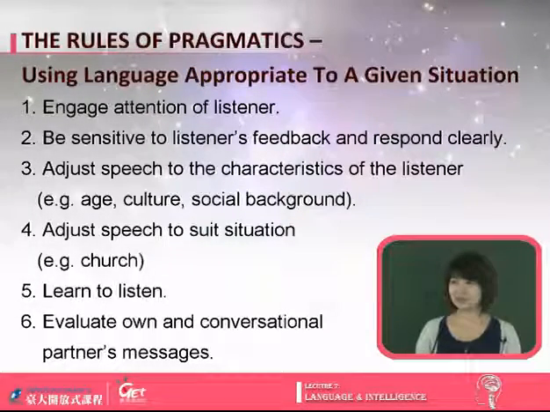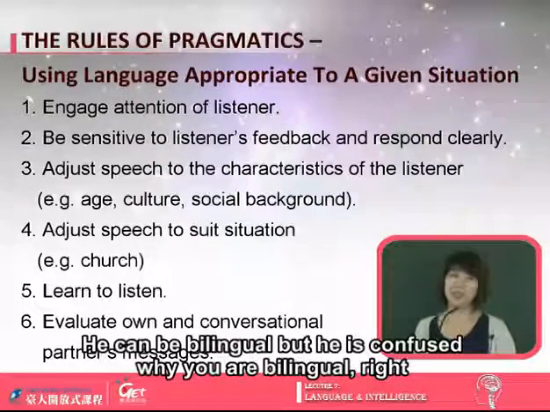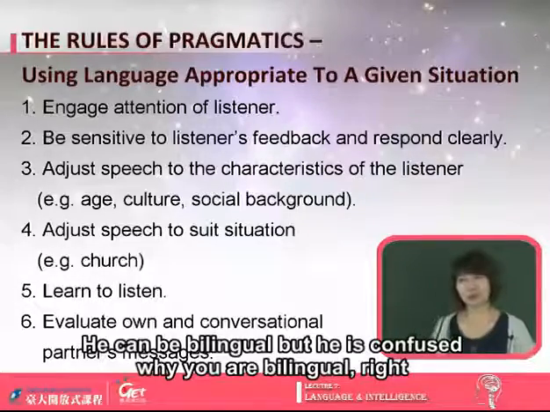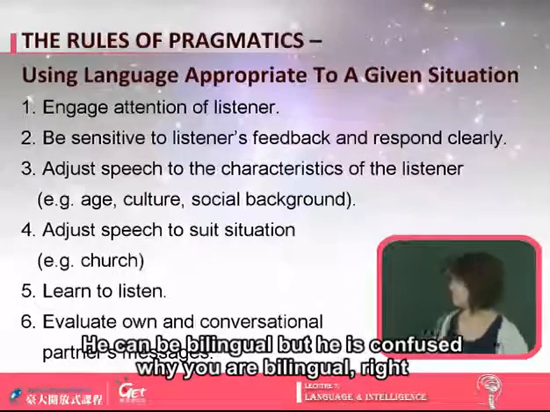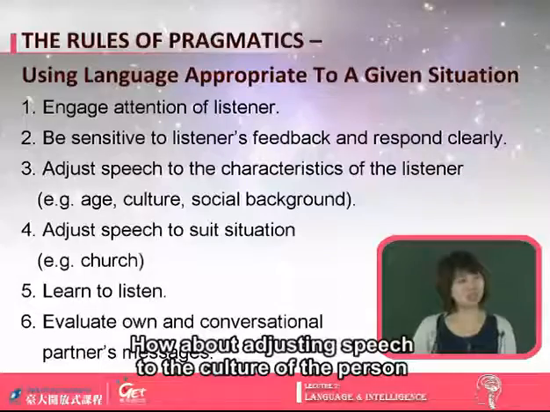But when I was talking in Chinese, because his friends from kindergarten were around, then for him it was confusing to see me talking Chinese, because for him Lara was German, and yeah, so it was confused. Right. He can be bilingual, but he's confused why you're bilingual. Yeah. Right. How about adjusting speech to the culture of the person?